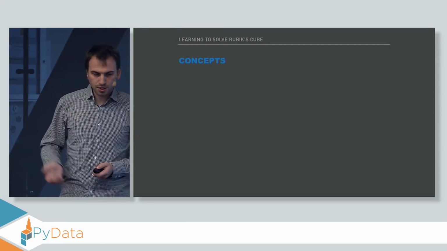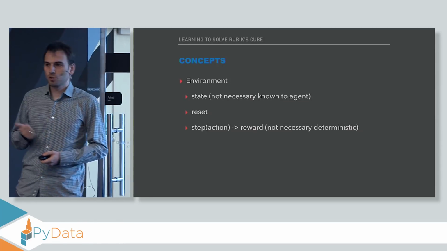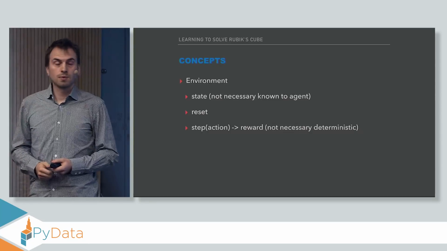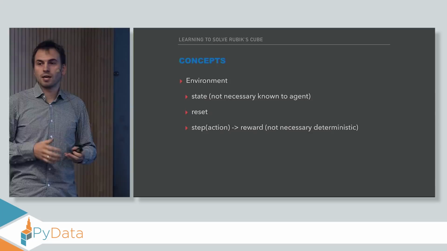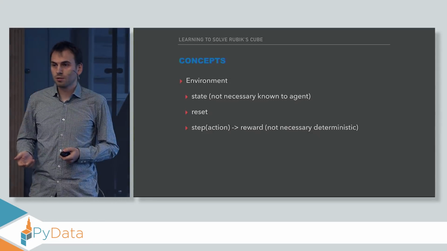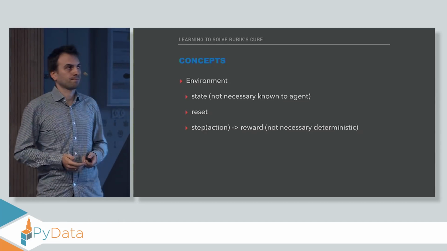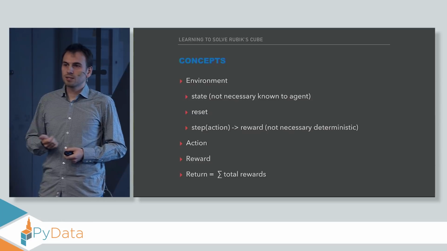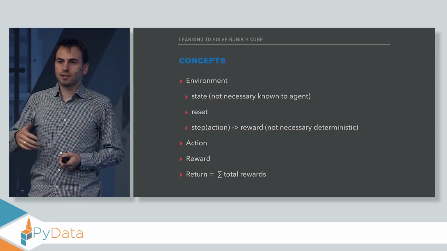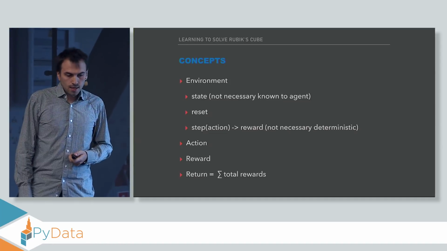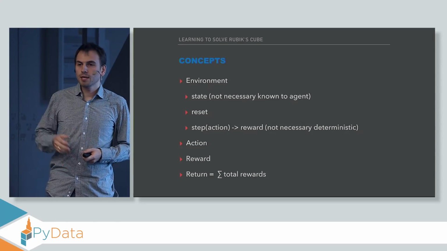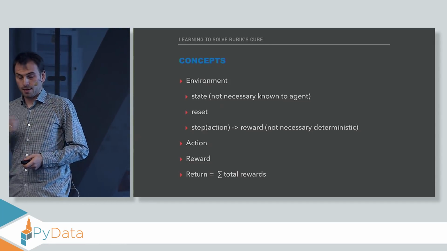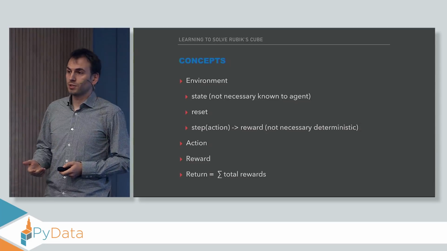Okay, after this intuition, we can introduce some concepts. The first concept is an environment. The environment has some state that I know or I don't know. I can reset it to the initial state, and I can take some actions. With each action, I will get some reward. So there are actions, rewards, and there is a return, which is usually some kind of sum over the rewards I got at each state. Generally, reinforcement learning is solving problems that are specified by the environment by using actions, and my goal is to optimize my return.